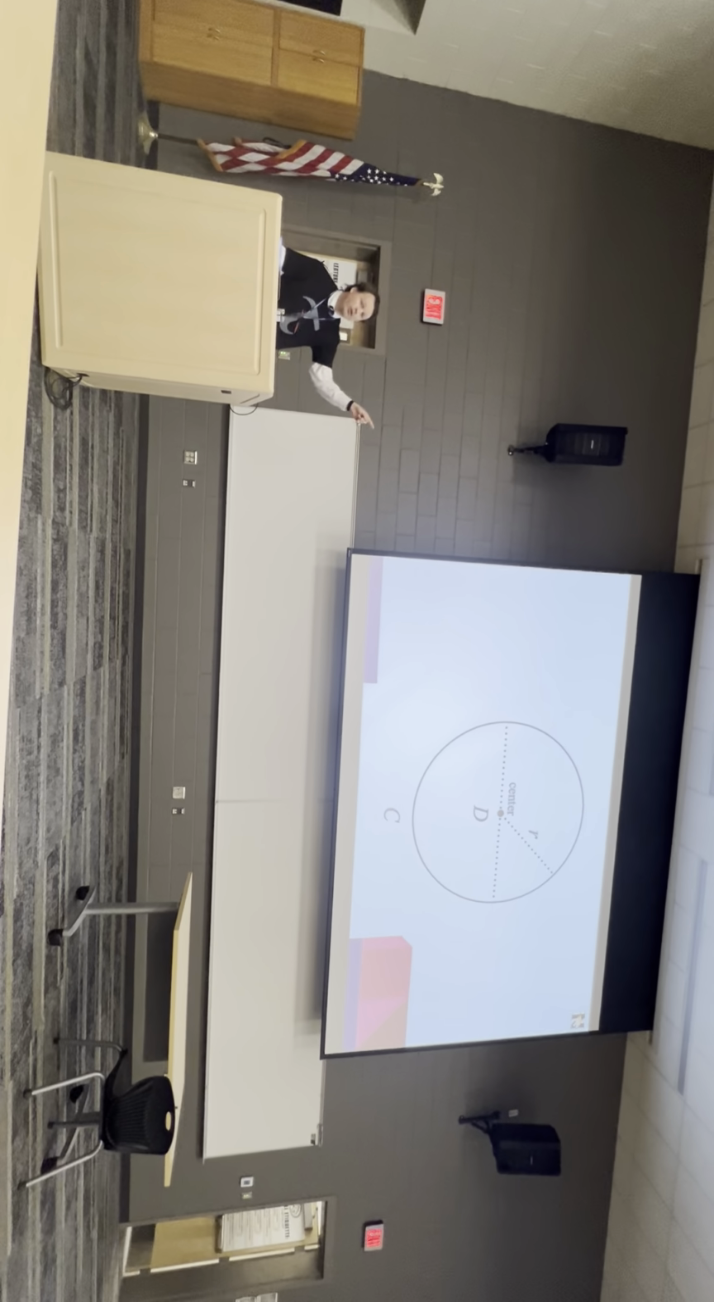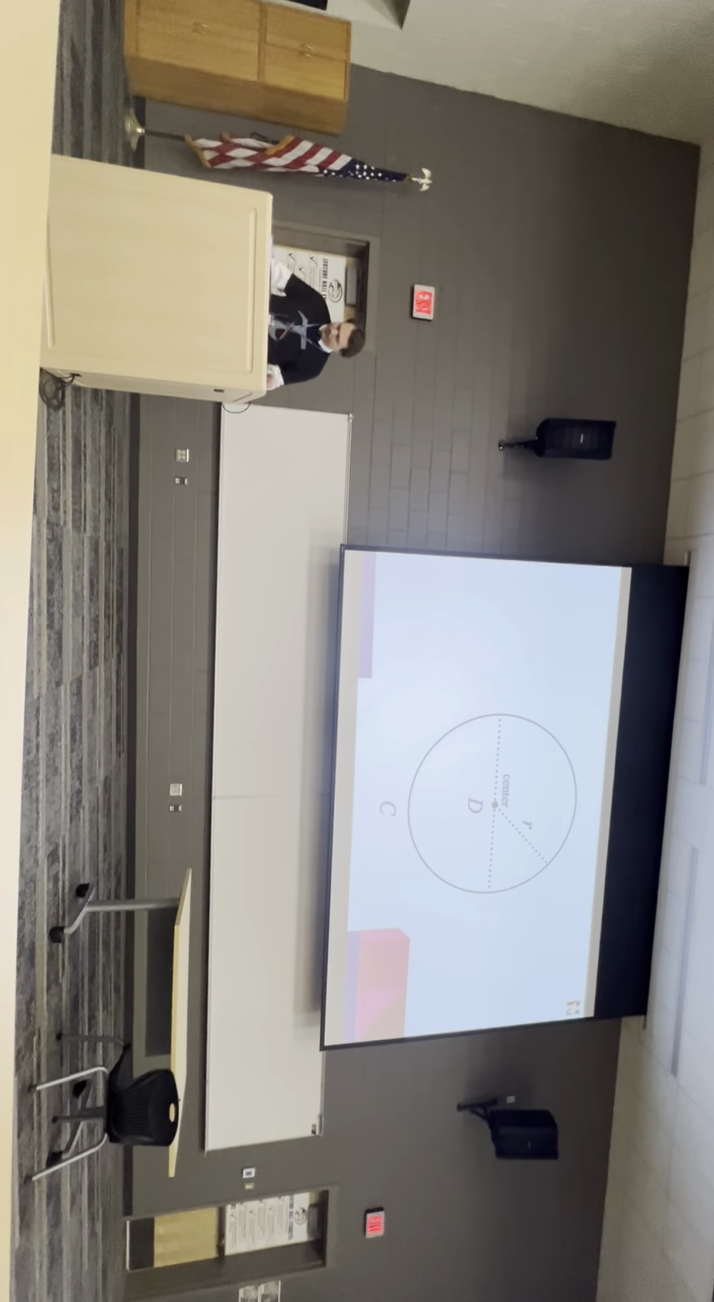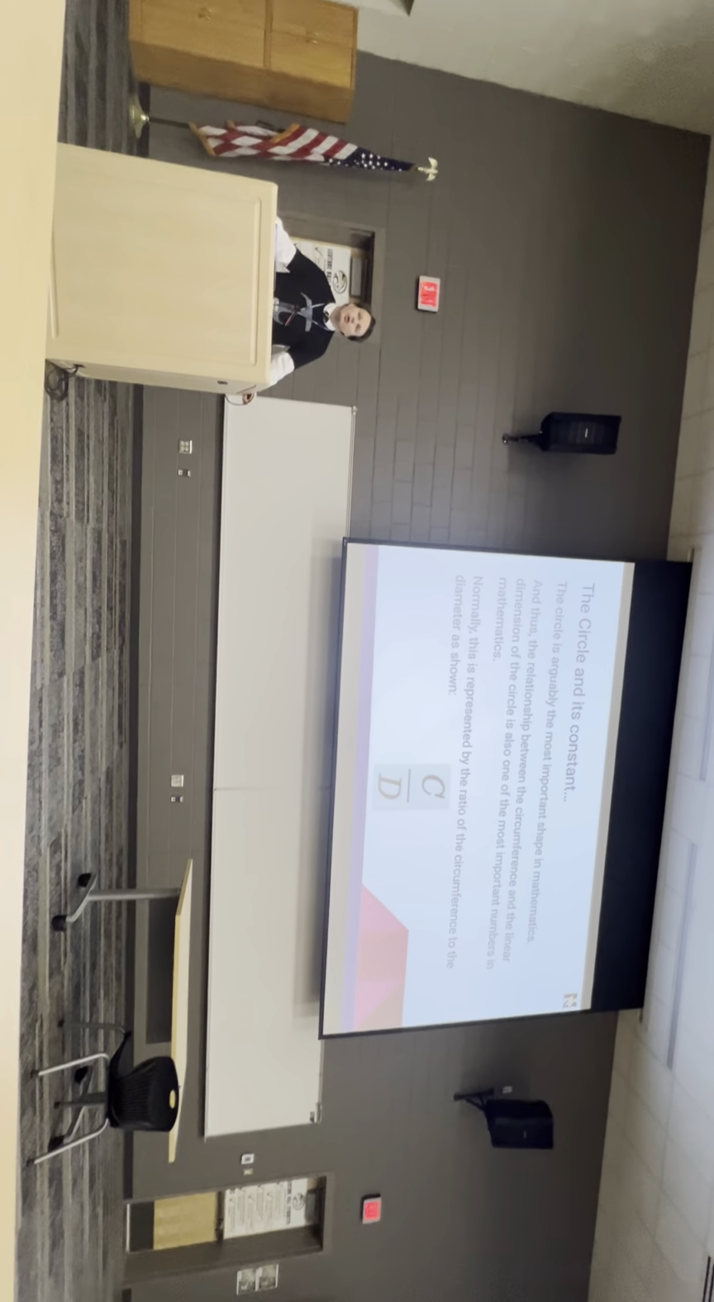Here's a picture of a circle, right? The circumference goes all the way around the circle, and then the diameter goes from one side all the way to the other, okay? So that's the circle and its constant.